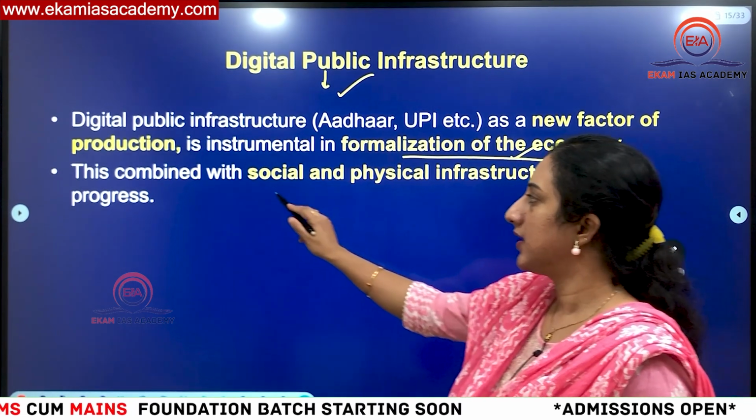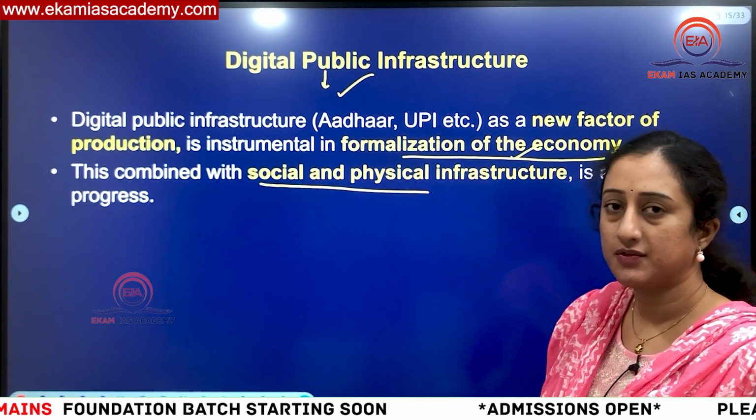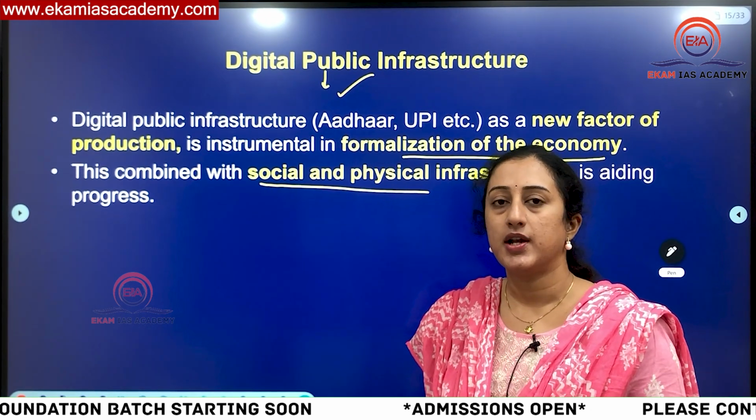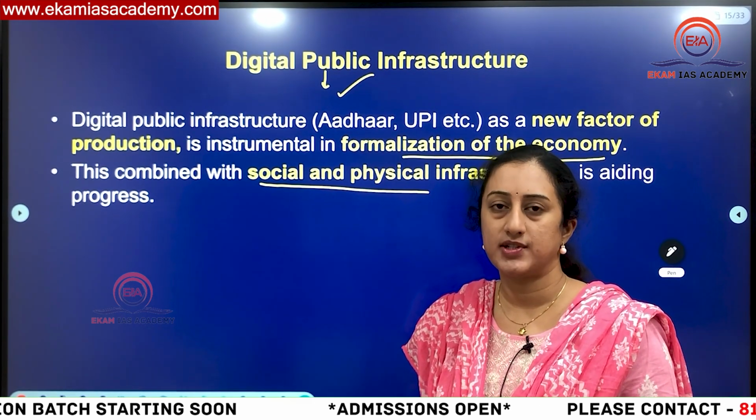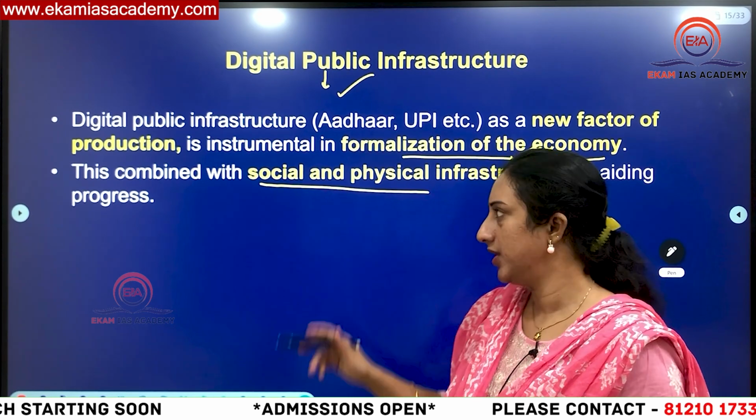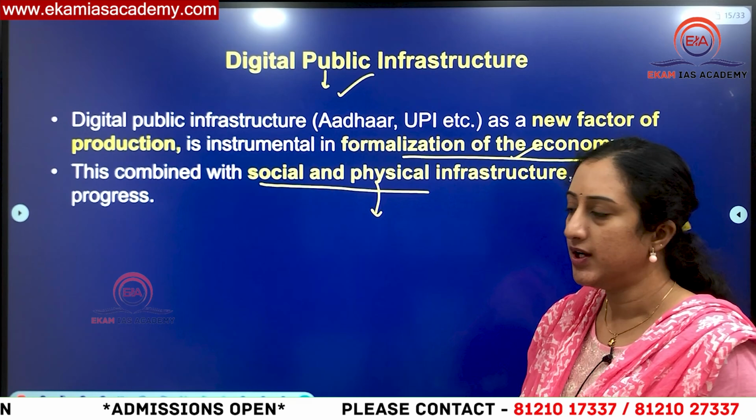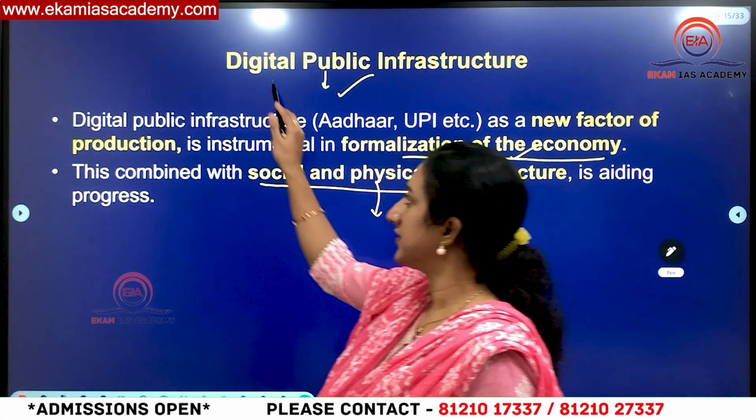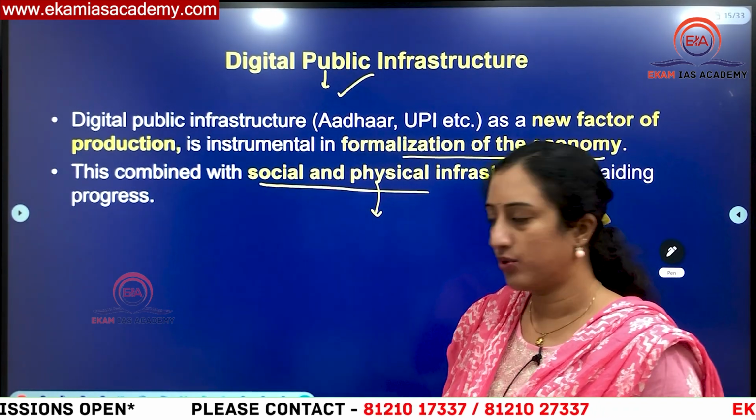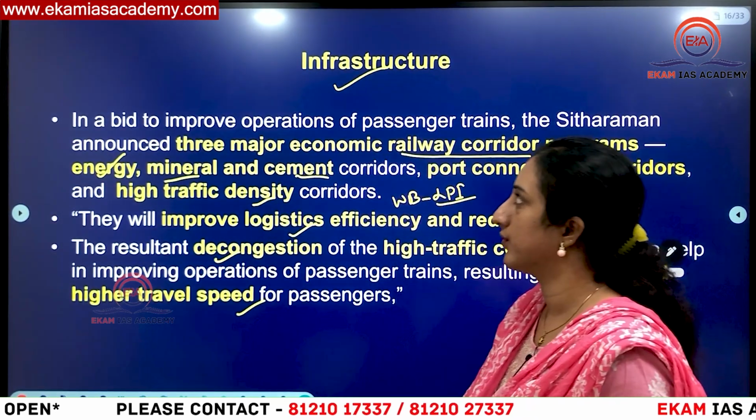Then it is also combined with social and physical infrastructure. What is social infrastructure? Establishing schools, hospitals and all these things is social infrastructure. Physical infrastructure means roads, dams, all these things. So when these three are integrated, we can achieve more benefits. That is what the budget is focusing upon.